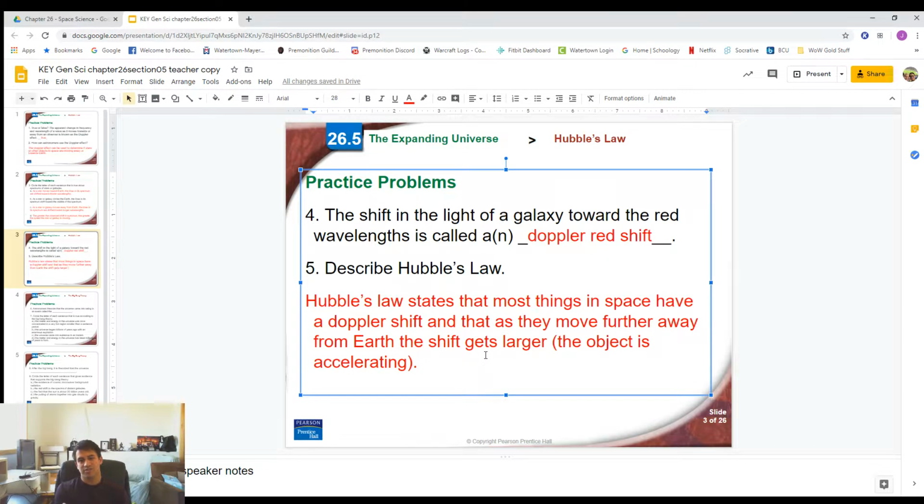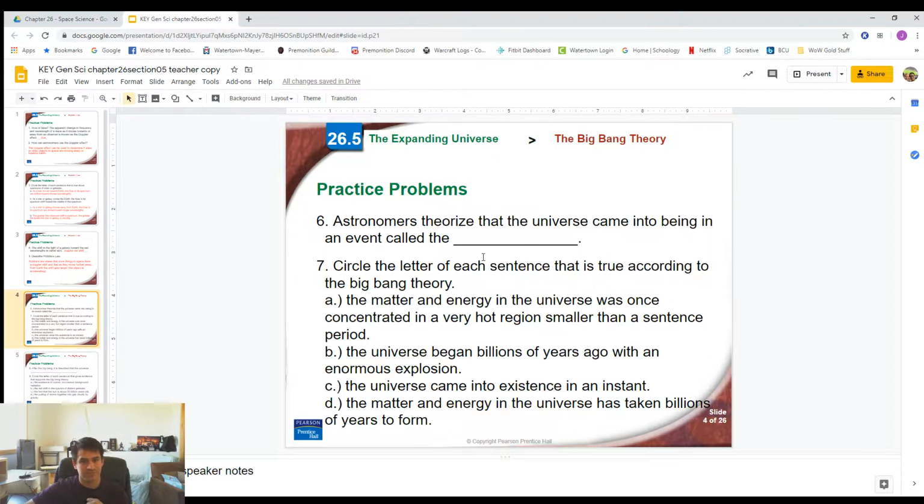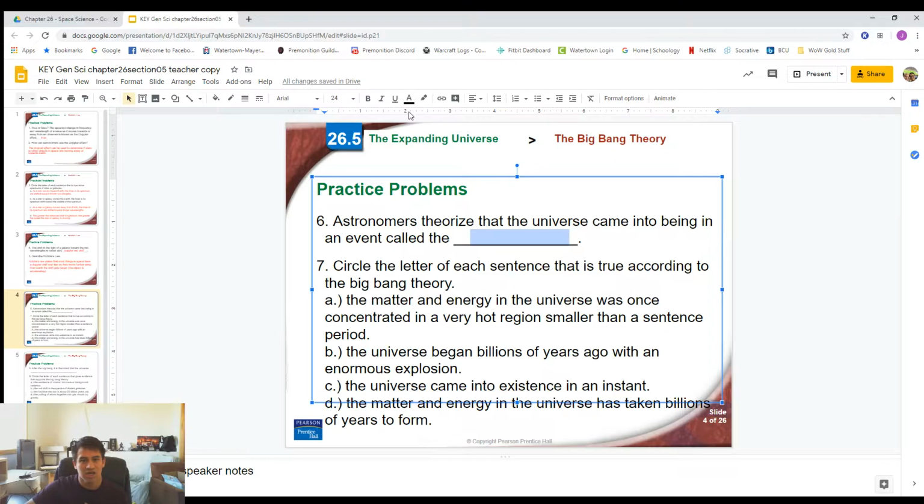Basically Hubble's law states that most things in space have a Doppler shift, whether it's red shifted, so it's moving away from us, or it's blue shifted, it's moving towards us, and that as they move further away from Earth, the shift gets larger, indicating that the object is speeding up or accelerating. Okay, that's Hubble's law. Number 6, astronomers theorize that the universe came into being in an event called the Big Bang.